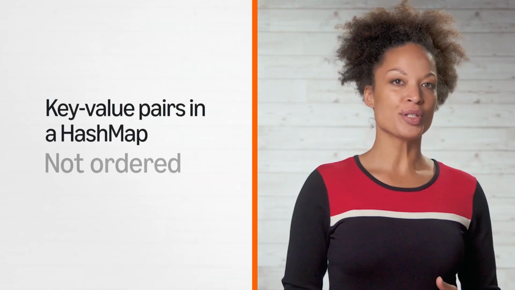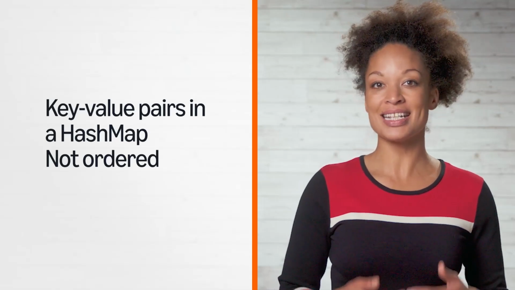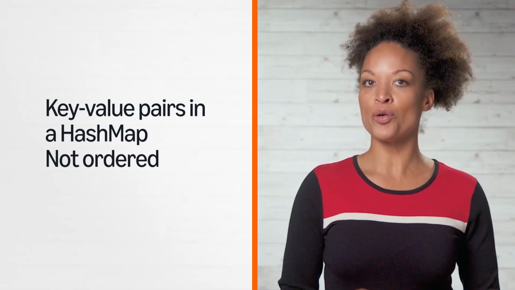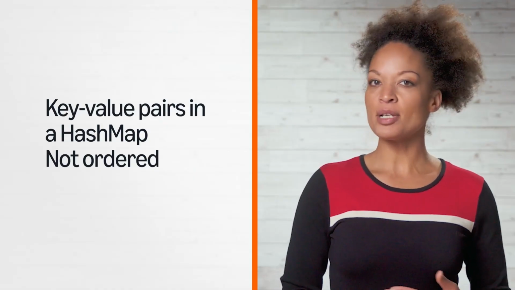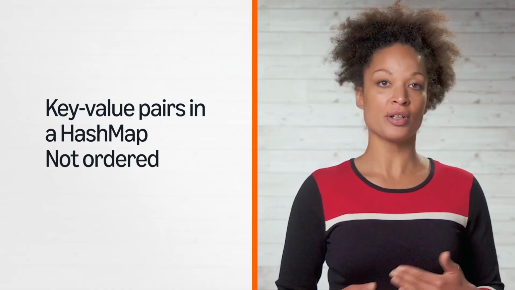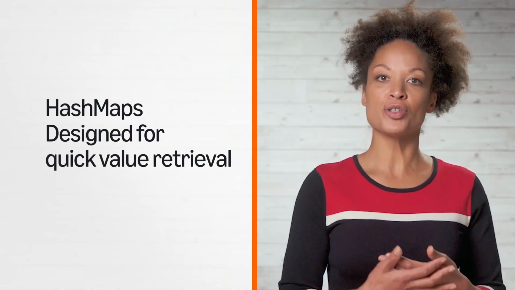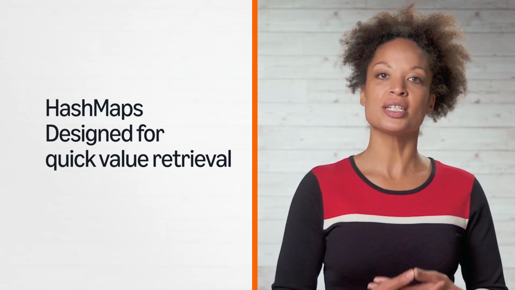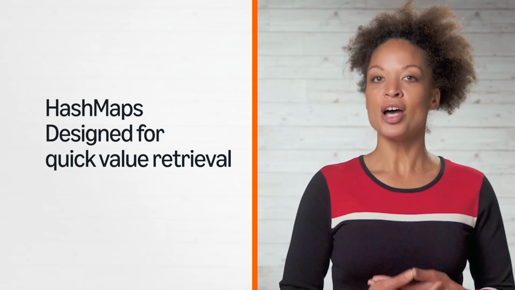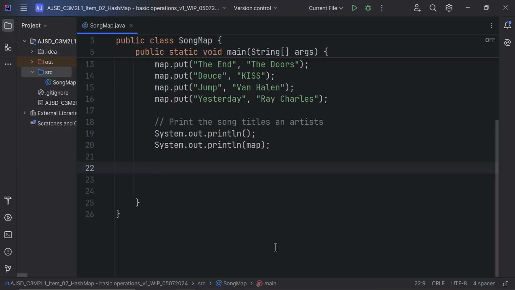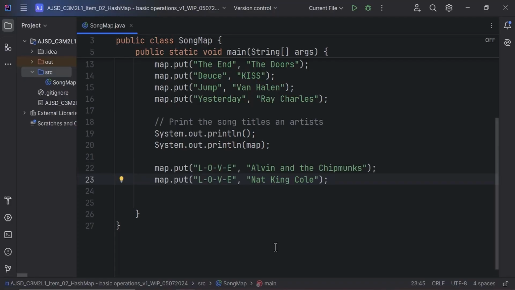You may also notice that the order of the songs and artists in the HashMap is not the same as the order in which they were entered. That's because a HashMap is not an ordered list like an array. The order in which you add items to a hash map does not affect their storage order because hash maps are designed for quick value retrieval, not for maintaining an ordered list. The keys used in a hash map, in this case song titles, must be unique. Adding two songs with the same titles will result in the first artist's name being overwritten by the second.